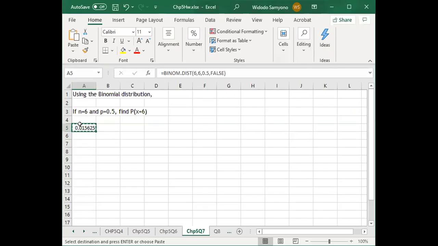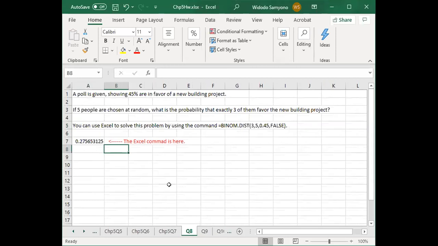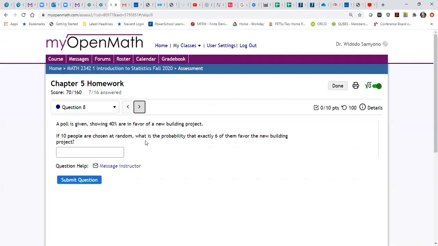Okay, this is number 7. You need to get rid of that blinking stuff. So put it there and then enter. And now you can go here. So in this problem, the probability is 55%, that's why you put 0.55 here. And how many exactly? Exactly 3, so you put 3 here. And what is the total? The total is 5, so you put 5. And our problem here, you have 6 and 10, right? So you need to put it here.